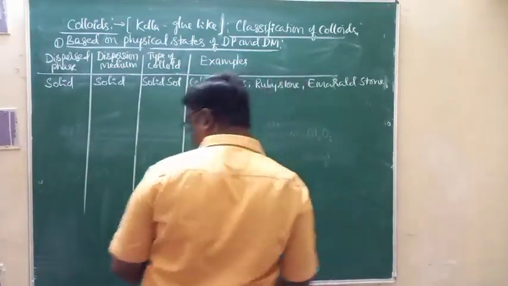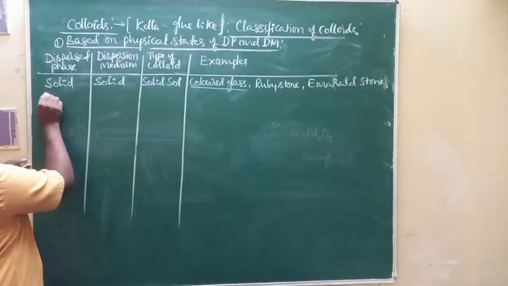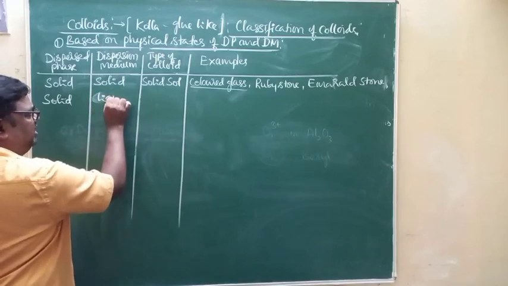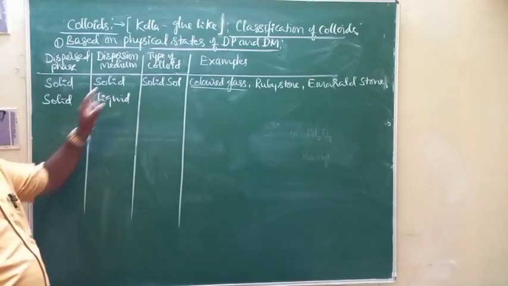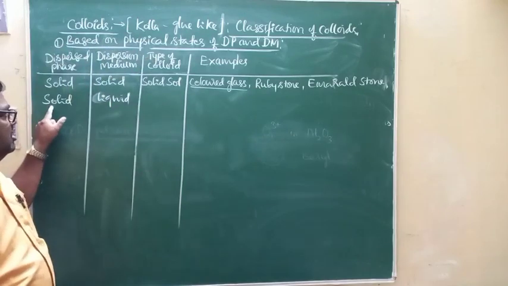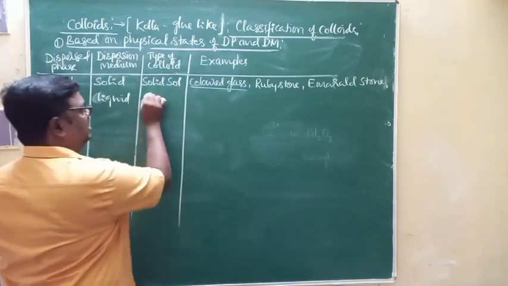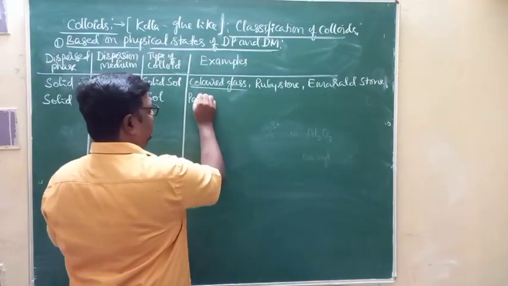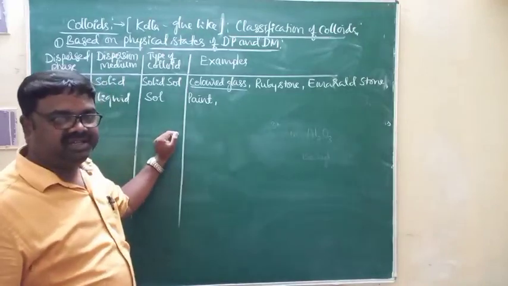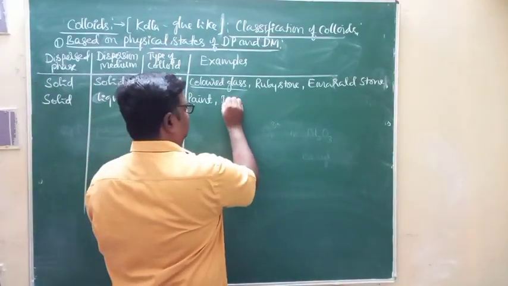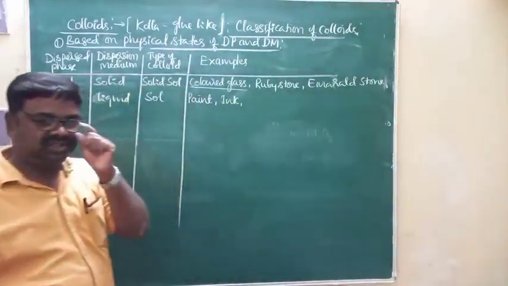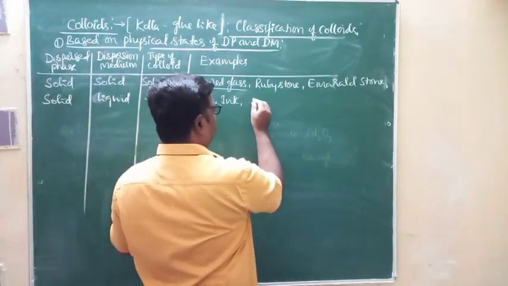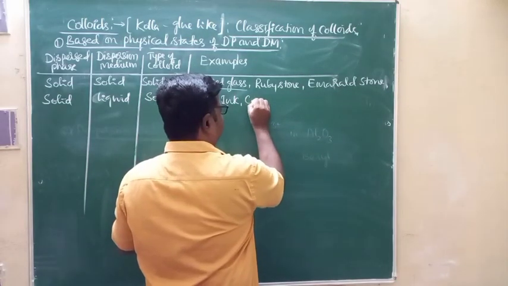Now we'll go to the second type, where the dispersed phase is a solid and the dispersion medium is a liquid. A colloidal system formed by dispersing a solid in a liquid medium is simply called a sol. As far as examples are concerned, we have paint: a colored dye dispersed in a liquid medium. Ink is also an example of a sol, where colored ink particles are dispersed in water. And third, cell fluids.